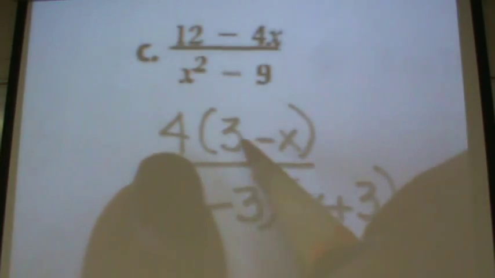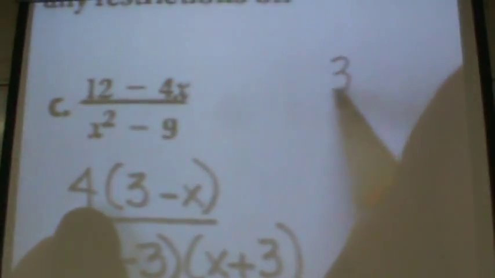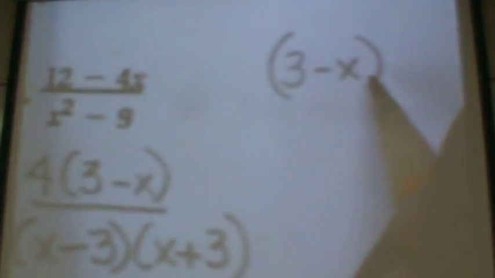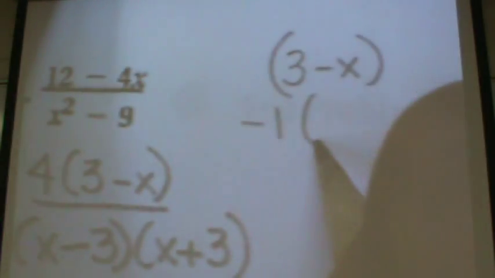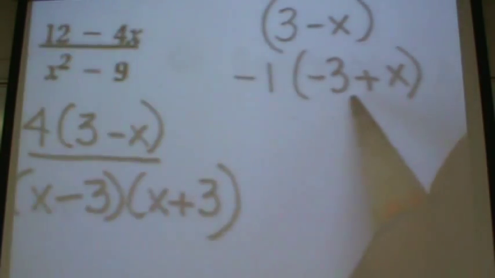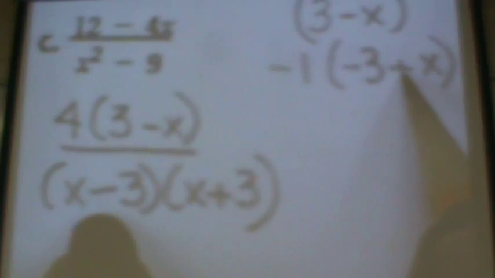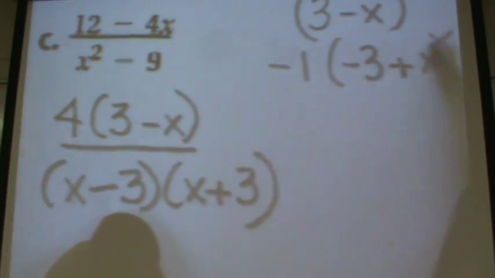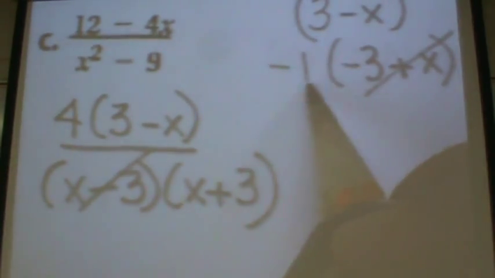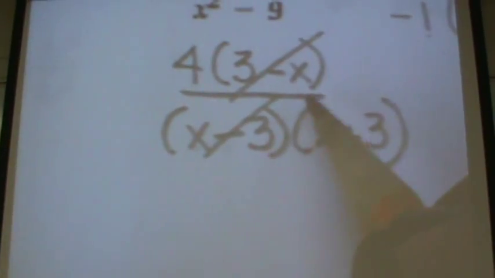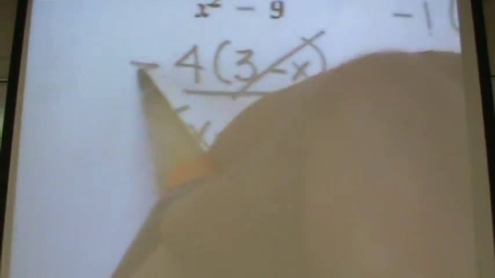Because really, see this 3 minus x? Watch this. Off to the side, I'm going to do this. If you pull out a negative 1, this is going to become negative 3 plus x. Now these two are the same. You have negative 3 plus x and x minus 3. Those are the same. So if you cancel them out, you have a negative 1 here. So when both terms are opposite signs, cancel them out, but put a negative somewhere.